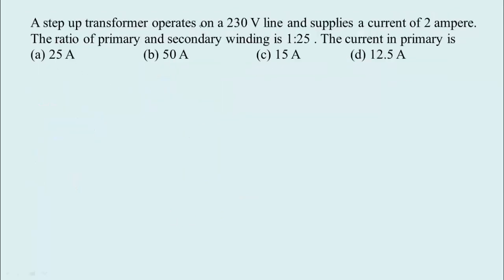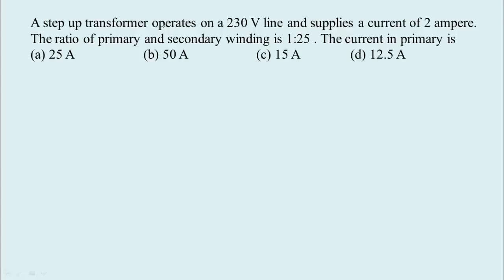A step-up transformer operates on a 230 volt line and supplies a current of 2 ampere. The ratio of primary and secondary winding is 1:25. The current in the primary is... So we have to calculate current in the primary. First we can concentrate on the givens. This is a step-up transformer. Step-up transformer means the secondary coil has more number of turns than primary, so that we will get high voltage in secondary. Output will be high voltage. That means low voltage is converted into high voltage in a step-up transformer.